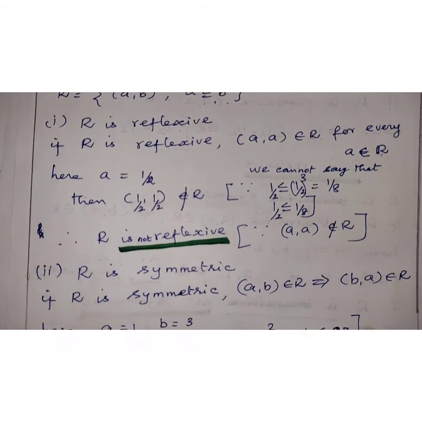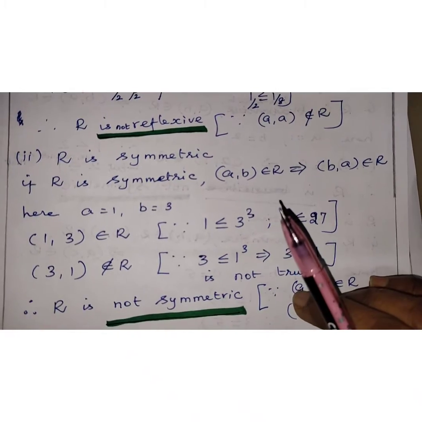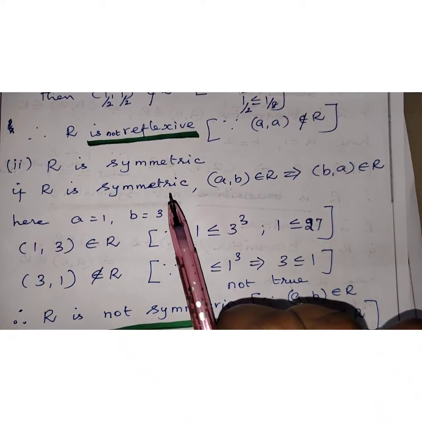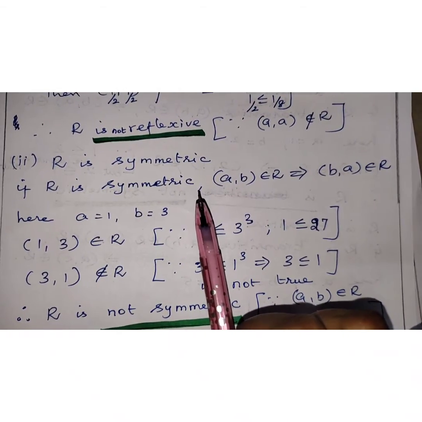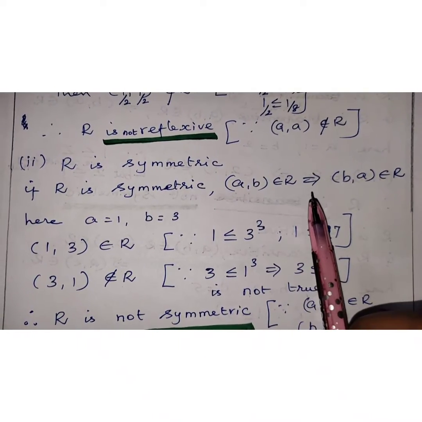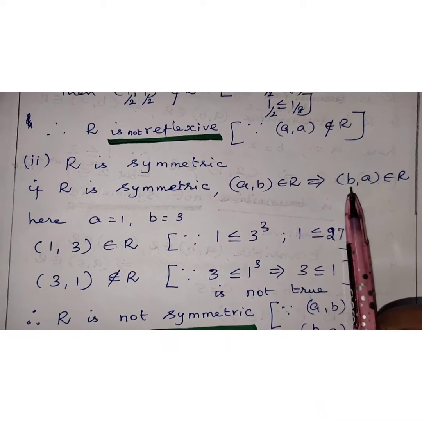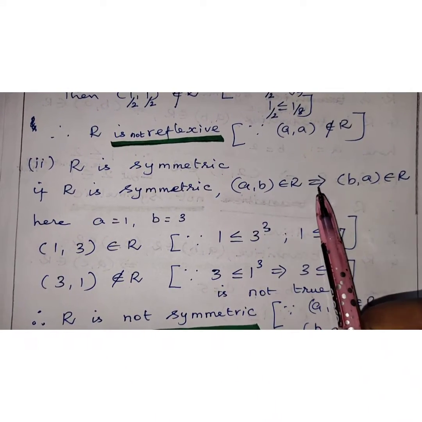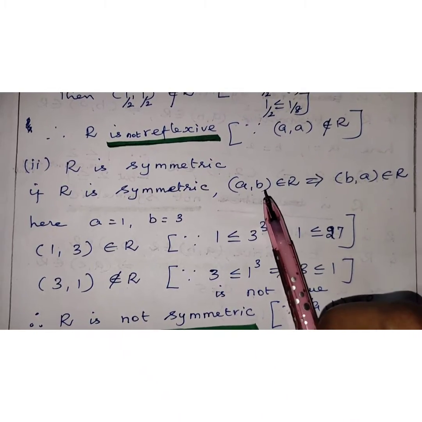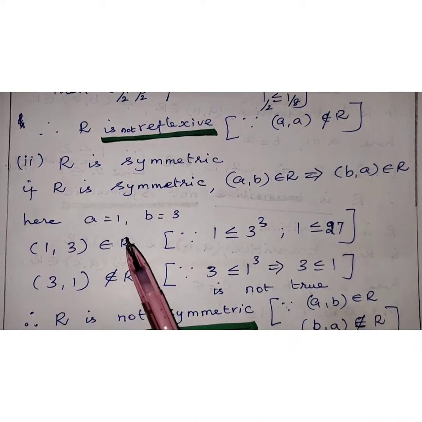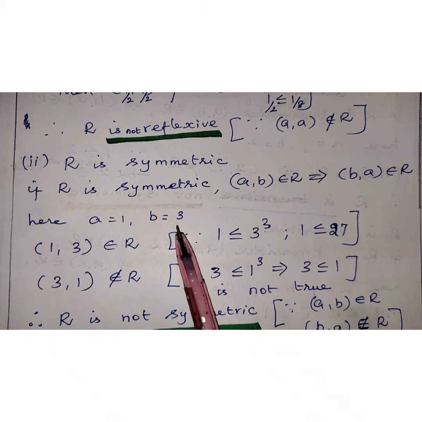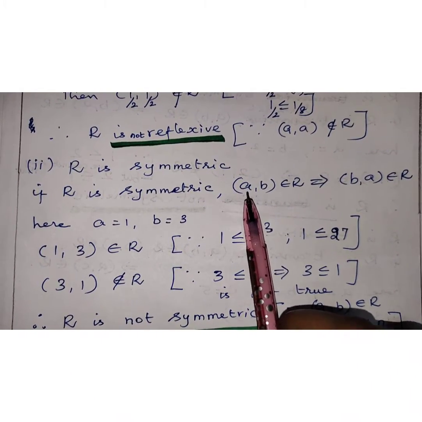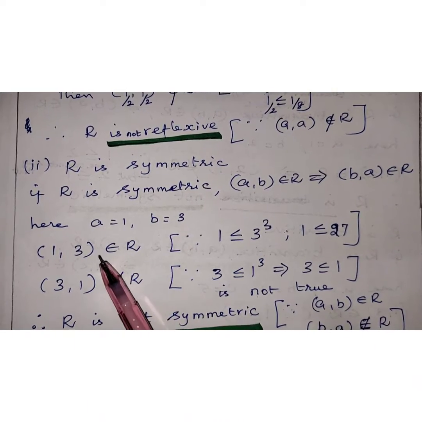The next one: is R symmetric or not? R is symmetric if the condition (a, b) belongs to R implies that (b, a) belongs to R. Then only we can say that R is symmetric. Here a equal to 1, b equal to 3. The first pair will be (a, b), here (1, 3).